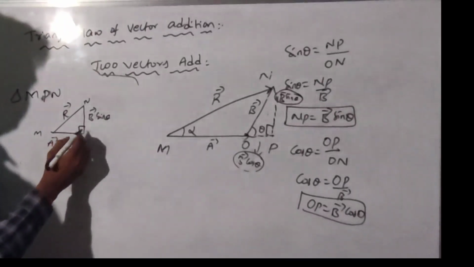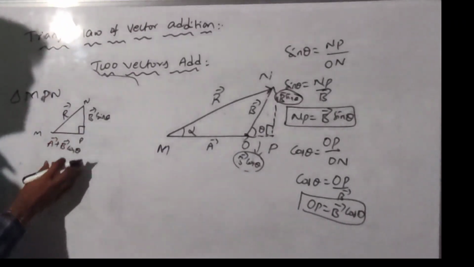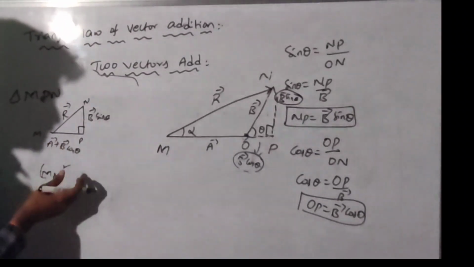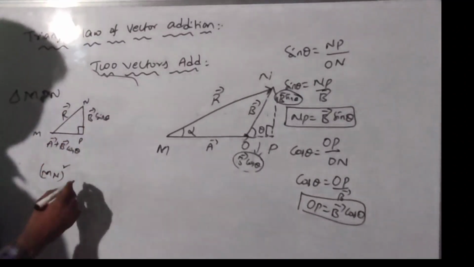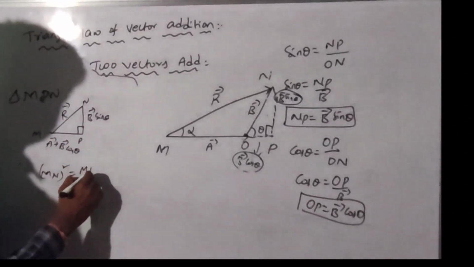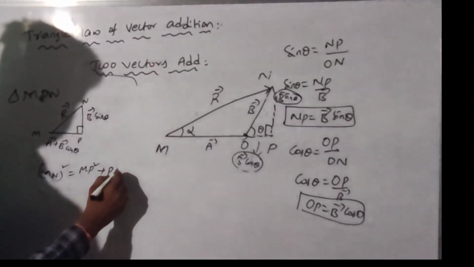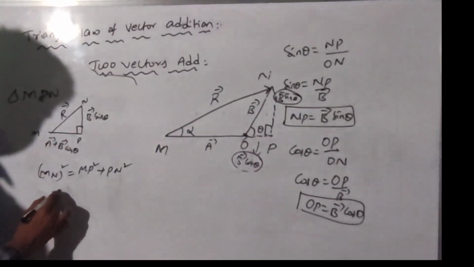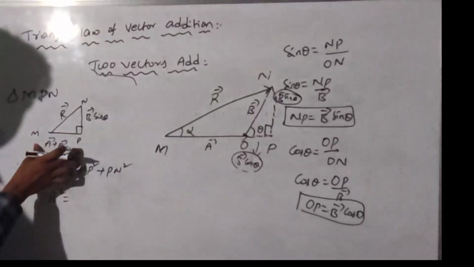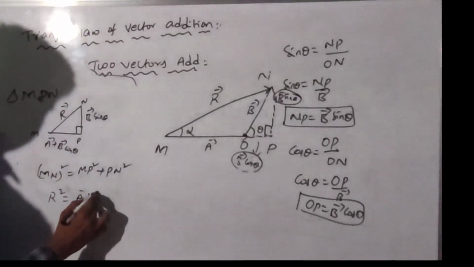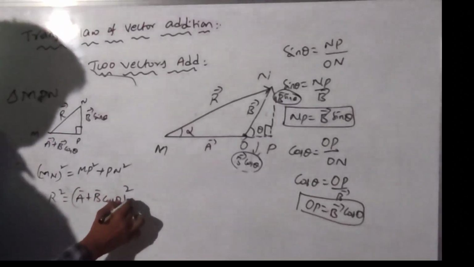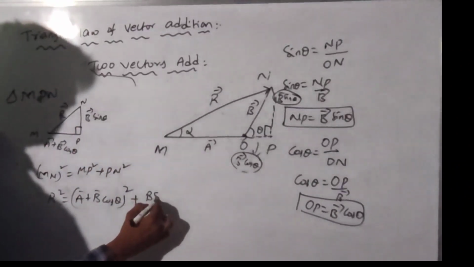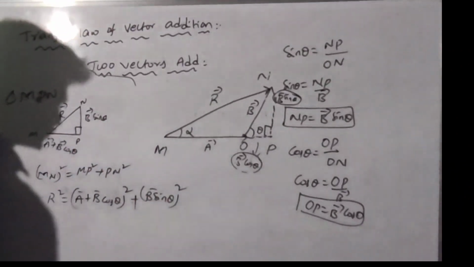Now this is a perpendicular, 90 degrees. Already we know the Pythagoras theorem: AC square is equal to AB square plus BC square. Then MN square is equal to MP square plus PN square. MN is the resultant, so R square. MP is A bar plus B bar cos theta, whole square, plus PN, which is B sin theta, whole square. Then you can multiply.